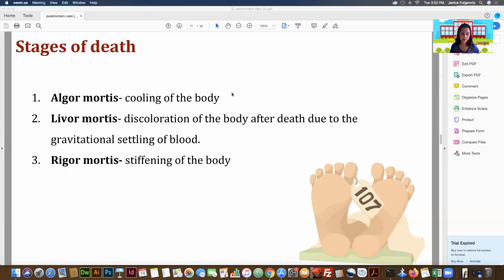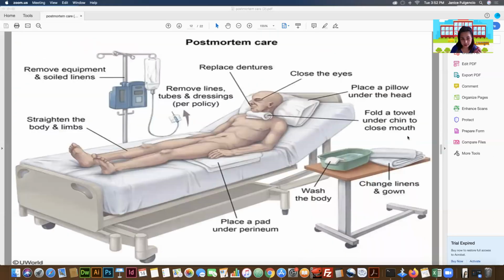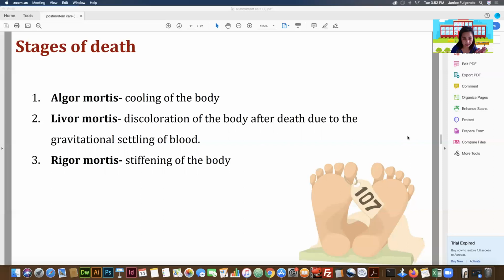Then the last is rigor mortis. Rigor mortis is the stiffening of the body. Okay, so make sure if your patient died with open mouth, open eyes, before rigor mortis happens, you close already what needs to be closed, like the mouth and then the eyes, because it's very difficult to close them if rigor mortis already happened.